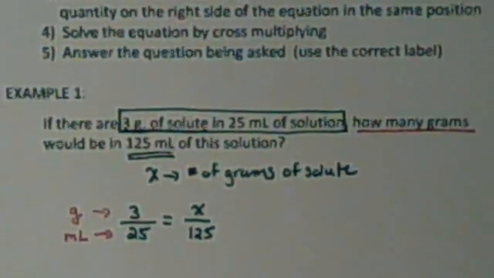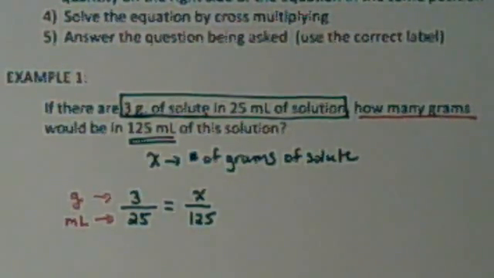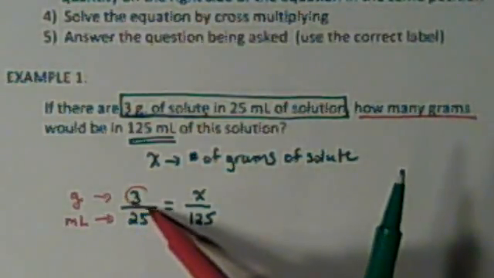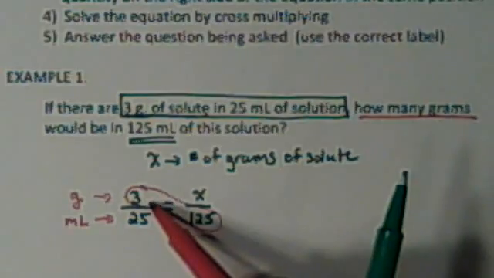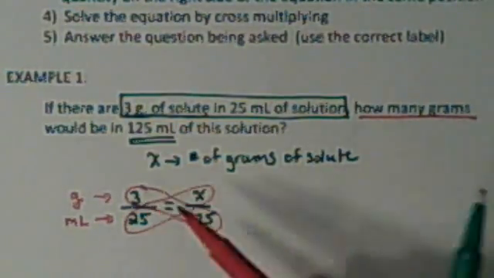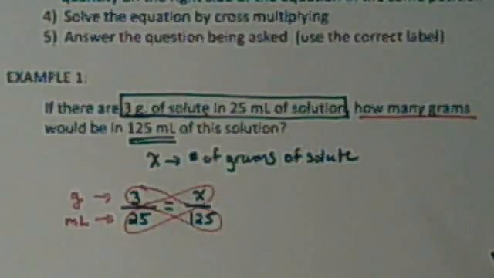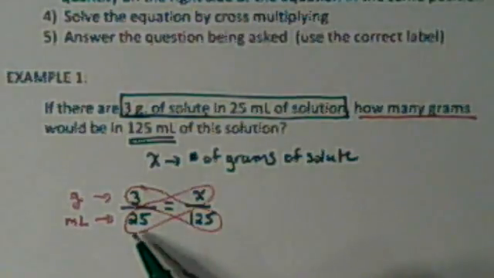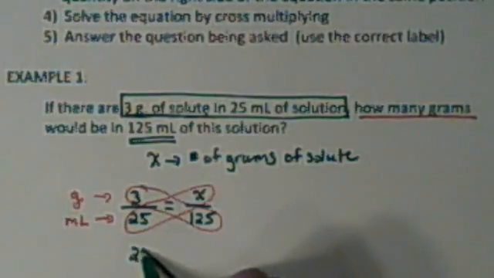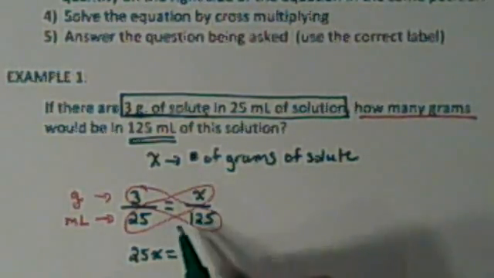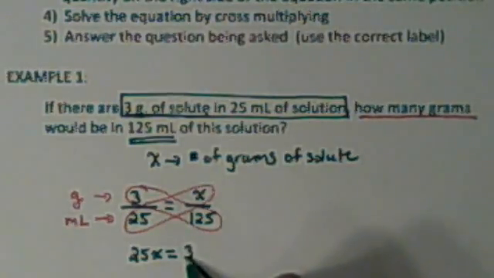So step 4 says let's solve this equation by cross-multiplying. So we talked about cross-multiplying yesterday. So I am looking at crossing over the equal sign and multiplying both of those crosses. Now, do you remember which one we start with first? That's right. We always want to use the cross that has the x in it. And so I end up with 25x is equal to 3 times 125. And 3 times 125 ends up being 375.